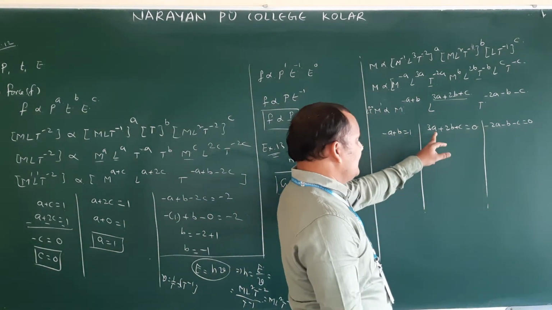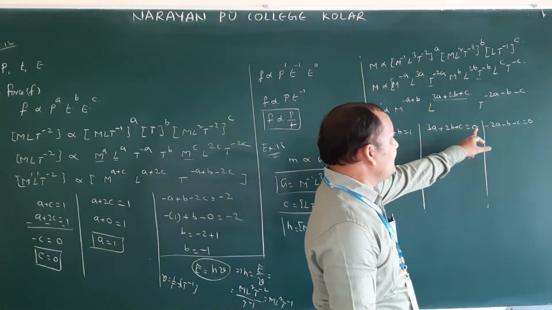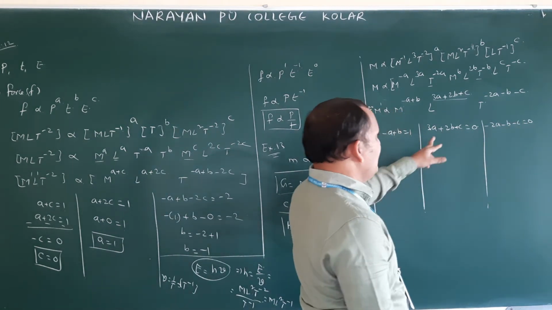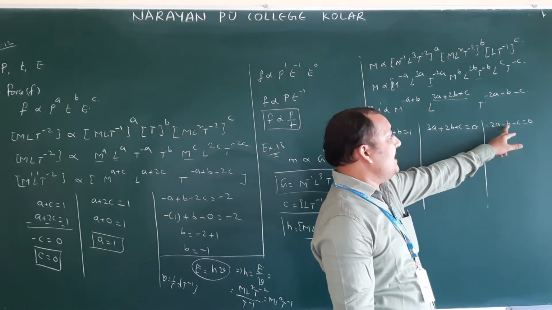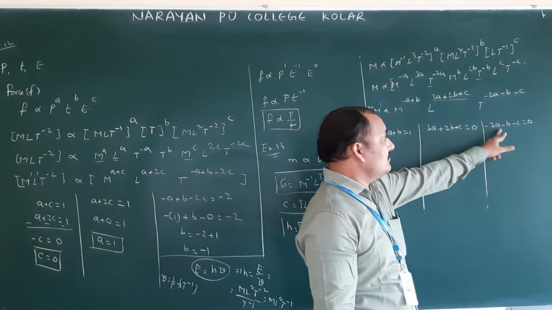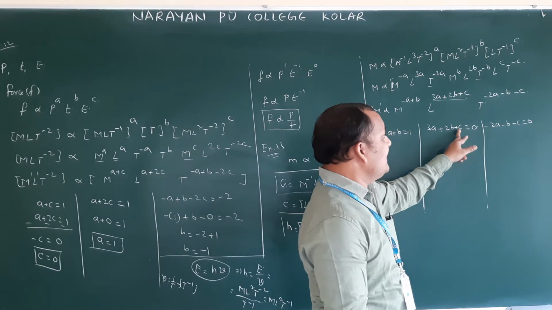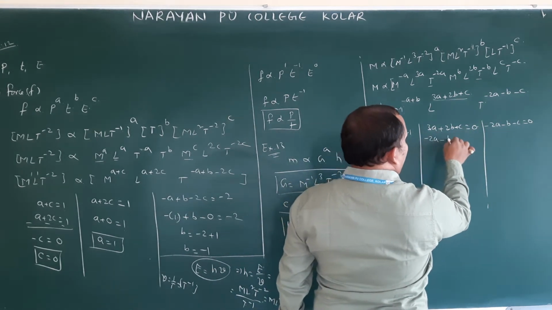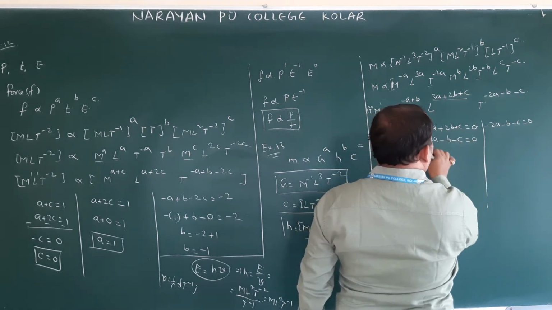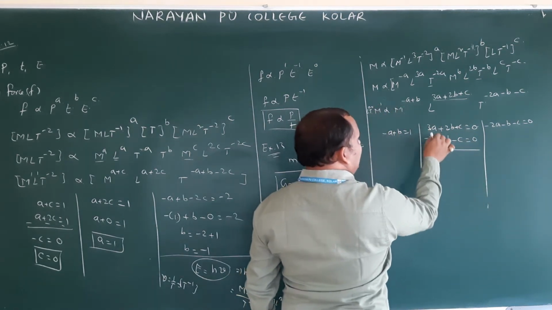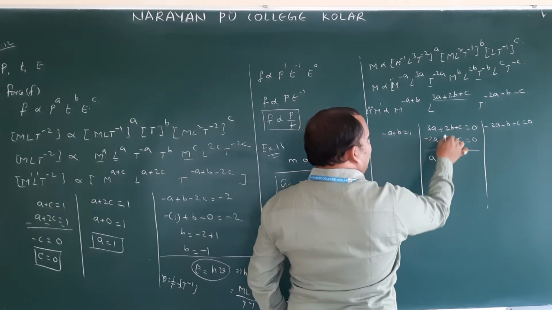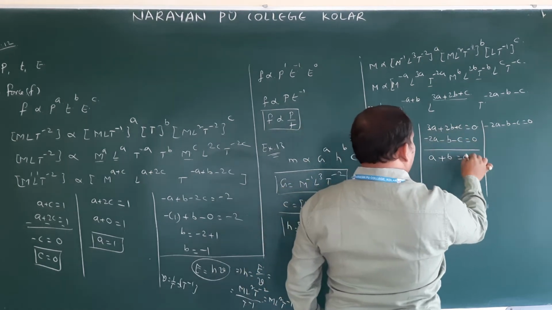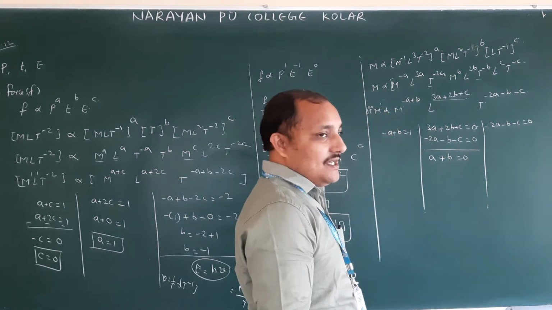Now see here. This is 3A plus 2B plus C, and this is minus 2A minus B minus C equal to 0. So 3 unknowns. If you add these two, C will be cancelled. Just I am writing this equation here: minus 2A minus B minus C equal to 0. I am adding these two. Adding these two means 3A minus 2A is A, plus 2B minus B is B. These two C terms will be cancelled. So A plus B is equal to 0.